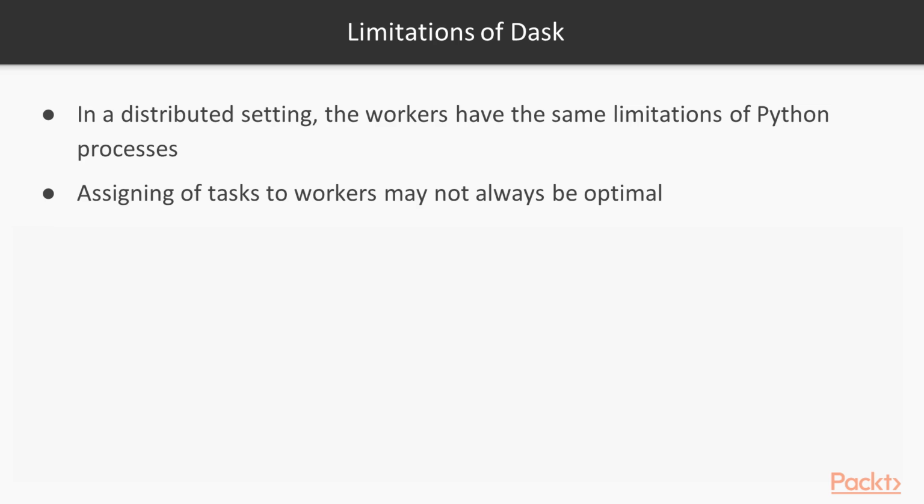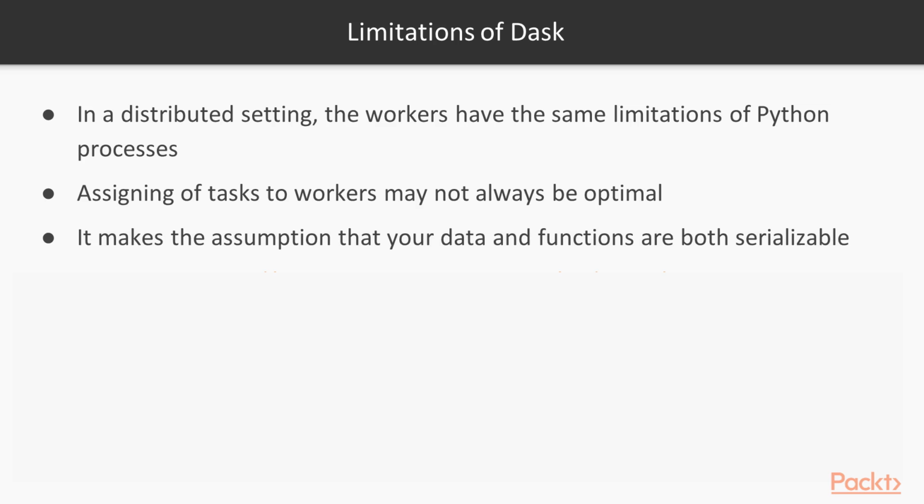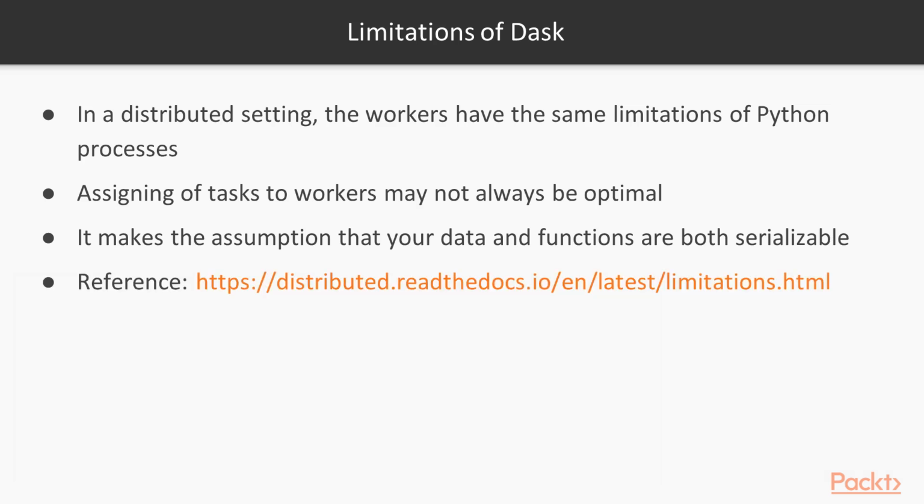Also, while parallelizing or scaling your code, Dask makes the assumption that both your functions and your data are serializable. So if this basic property is not satisfied, you might run into errors. For more on the limitations of Dask, you can refer to the official documentation. You will have it in more detail.